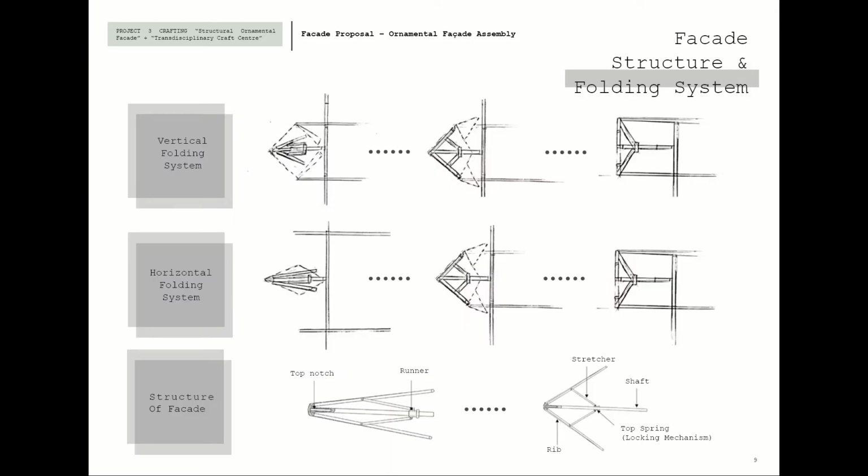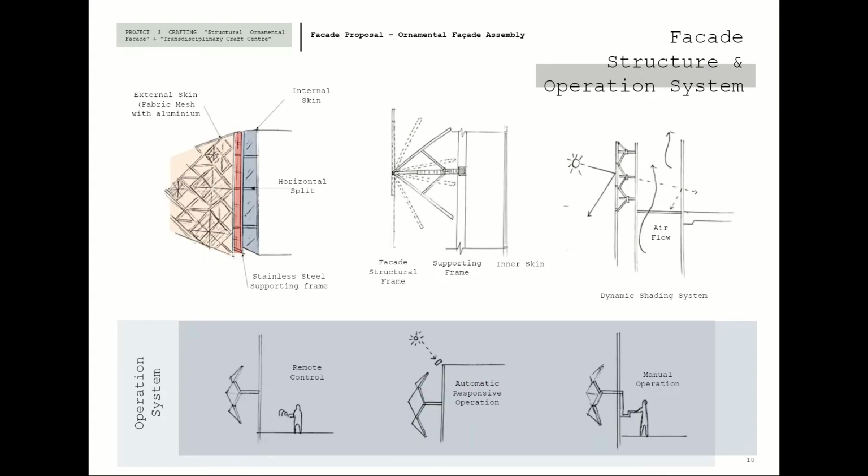And then the structure of the facade is actually the same mechanism as an umbrella, but the difference is that when it expands, it is flat, not in a curved shape. The facade's folding dynamic mechanism and locking system apply to the top and bottom spring of the shaft, so when it opens and closes, it will secure it in place. The facade is designed as a double skin with a dynamic shading system. The operation of the facade can be both automated and manual.